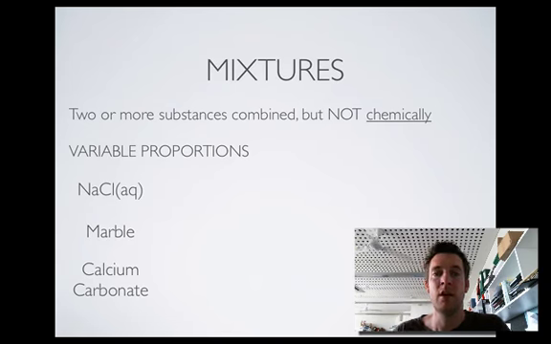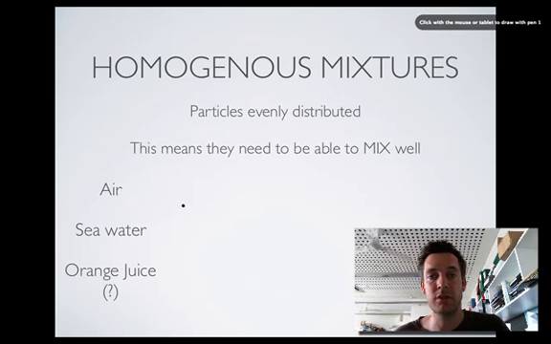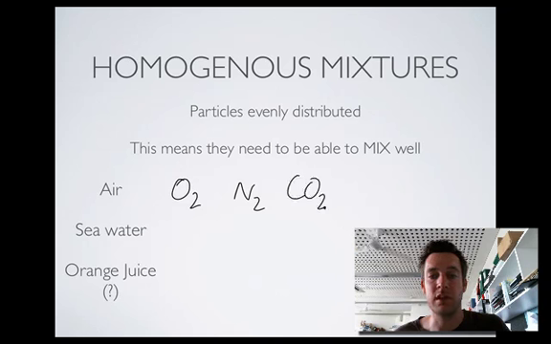All that's left to talk about is the two different kinds of mixture, and they are homogeneous and heterogeneous. Homogeneous mixtures are ones in which the particles of the mixture are evenly distributed. So the things have to be able to mix well with one another. Mixtures of gases tend to form homogeneous mixtures, and so do mixtures of liquids, and so do solids that dissolve in liquids.